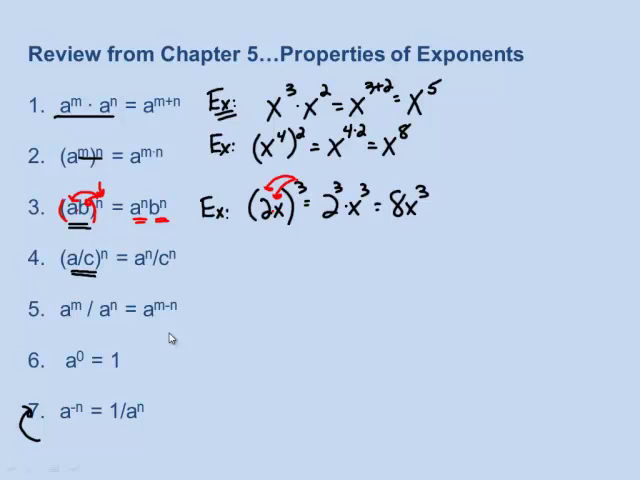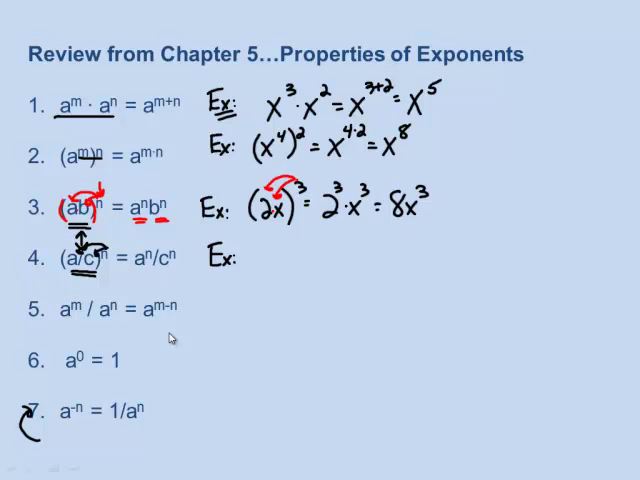Division in a group is the same way. Notice the relationship between Rule 3 and Rule 4. In Rule 3 we have multiplication in a group. In Rule 4 we have division in the group. Whether you have multiplication or division, if you have a power associated with that group, you can and should split that power out. So a divided by c, quantity raised to the n power, is equal to a to the n divided by c to the n.